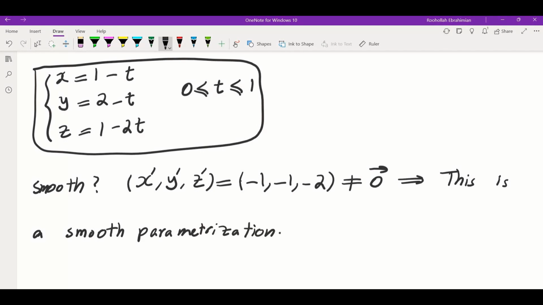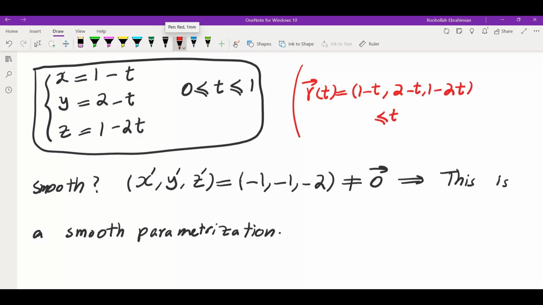Now you could also write it down as an alternate way of writing this down: r of t equals 1 minus t, comma 2 minus t, comma 1 minus 2t, where t ranges from 0 to 1. That's an alternate way of writing down the parameterization.